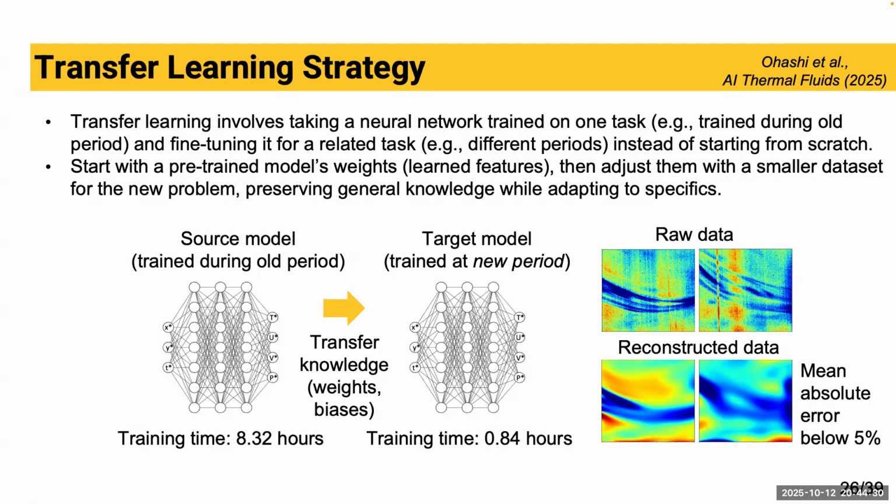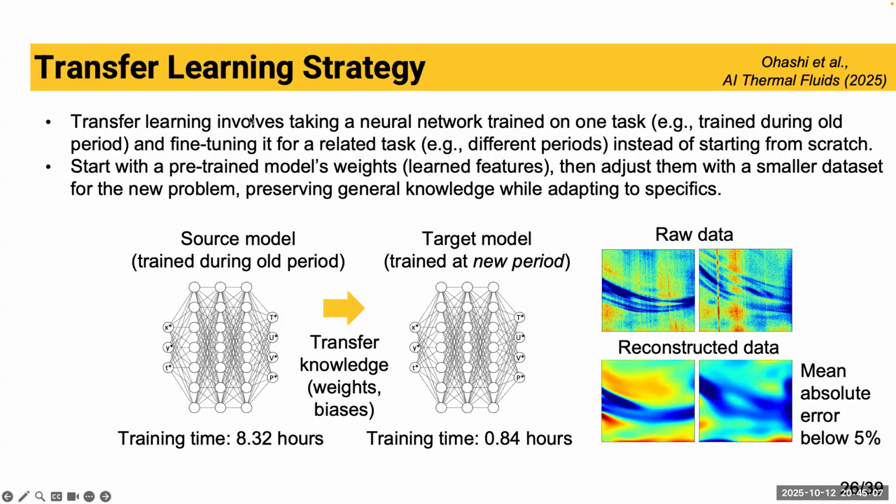So it's working, but there was a problem, which is extremely long processing or training time. Even though we use a high performance computing system, it took 8.3 hours to process 30 seconds of raw temperature data. That is really far from our ideal situation. Ideally, we want to do this in real time. So we are trying to address this problem by employing a transfer learning strategy.